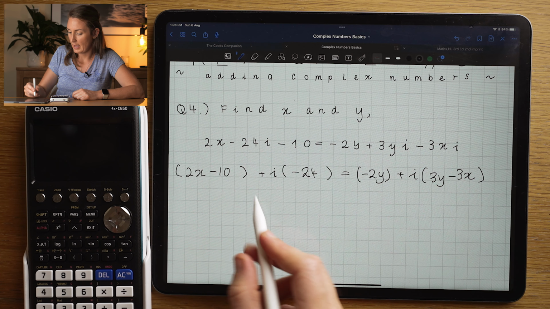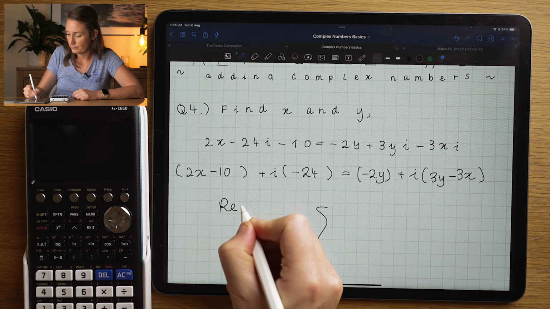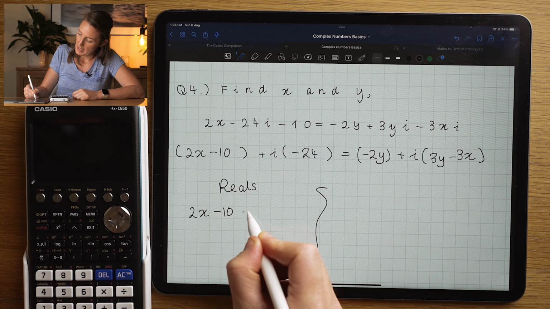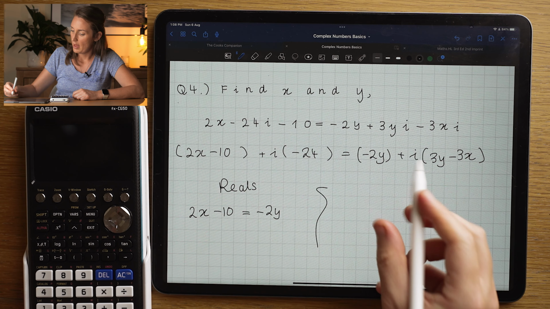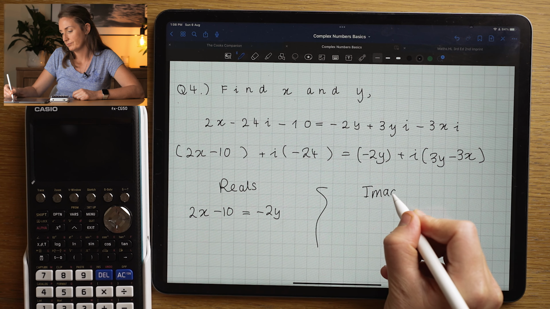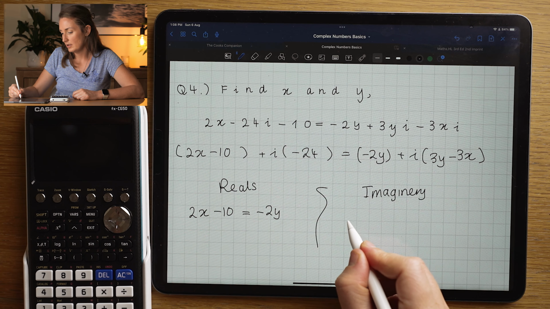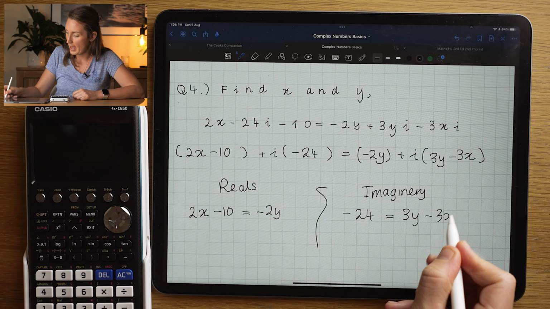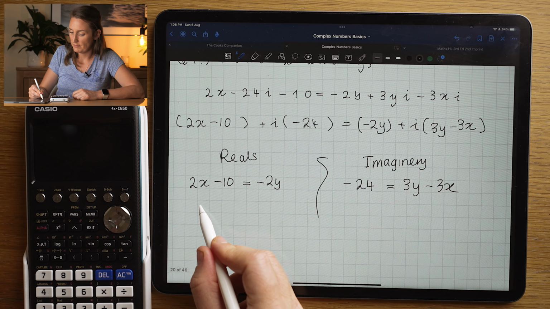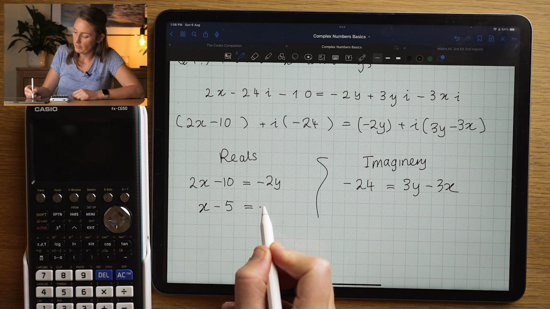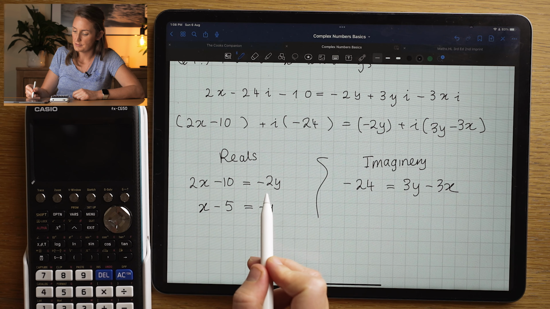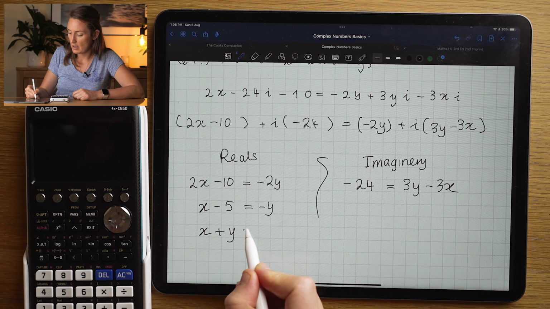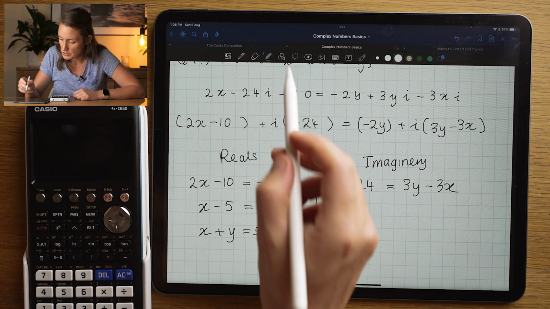So let's set that up together. So the reals equation is going to be 2x minus 10 equals minus 2y. And my imaginary equation is going to be minus 24 equals 3y minus 3x. Both these equations can be simplified down. So I'm going to say x minus 5 equals minus y by dividing both sides by 2. And then I'm going to set this up as a simultaneous equation.